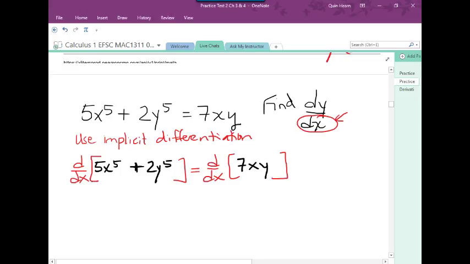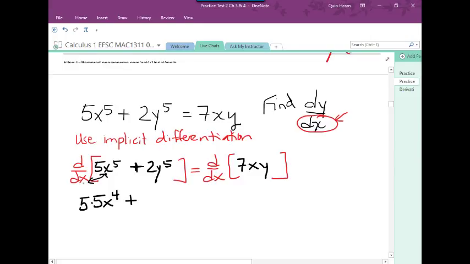So anyway, the derivative of 5x to the 5th, you're going to have to apply the power rule again. So the 5 stays the same. You bring the other 5 out front and subtract 1 from it. So you get 5 times 5x to the 4th. Now, notice the variables matched up here, the x and the x. So you don't have to do anything else. That's it. You're done.